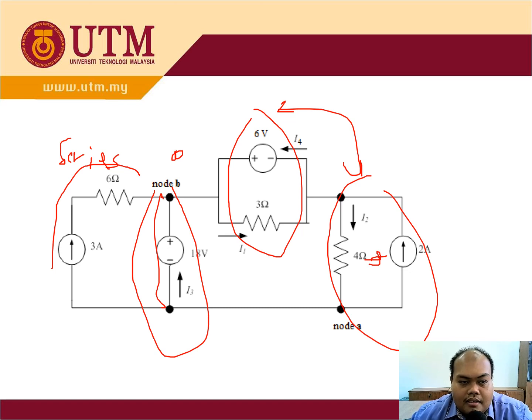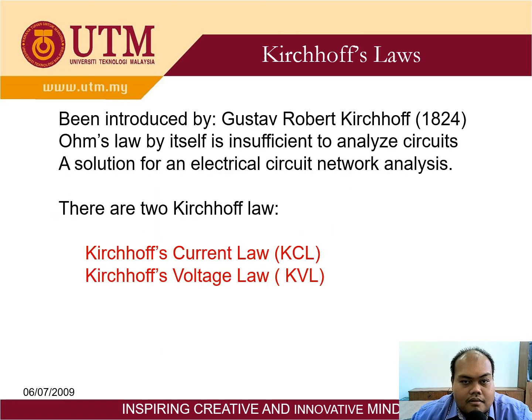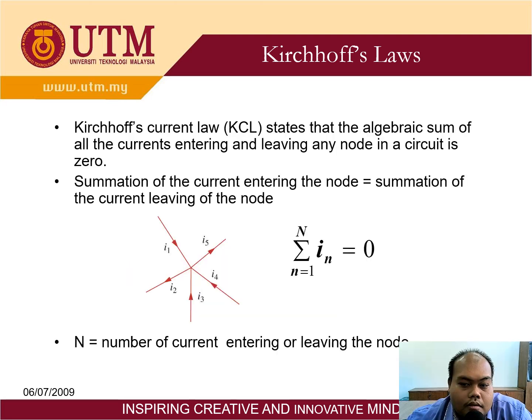So we continue with Kirchhoff current law. There are two types of Kirchhoff law, which is the current law and the voltage law. So we start with Kirchhoff current law, also known as KCL. You need to know the definition of the KCL, which states that the algebraic sum of all current entering and leaving any node in a circuit is equal to 0. That is the definition. In another word, the summation of current entering the node is equal to the summation of current leaving the node.